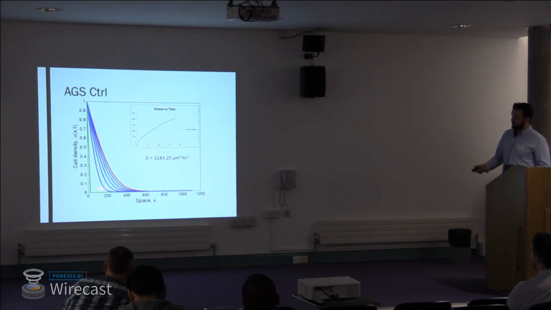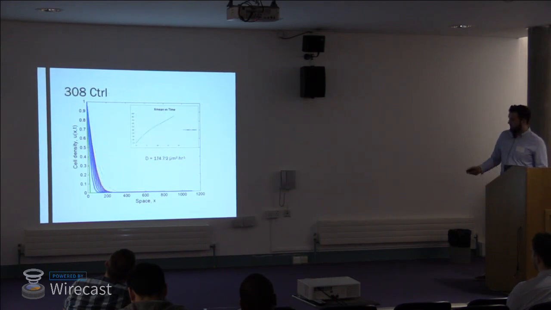So if you imagine this green line is the edge of the cells, each one of these blue lines is the 3 hour time points and how far away they've moved from the cells into the space. The X mean is at the 50% point, how far they've moved out. So it's just over 200 for the AGS cells, which is the 50% mark. This diffusion coefficient is just the driving force based on the differential surface energies of the system. And when you compare it to the 308, you can see that the driving force of the cancer cells is much, much higher than the 308 cells.